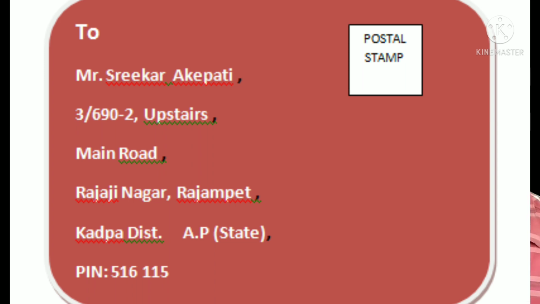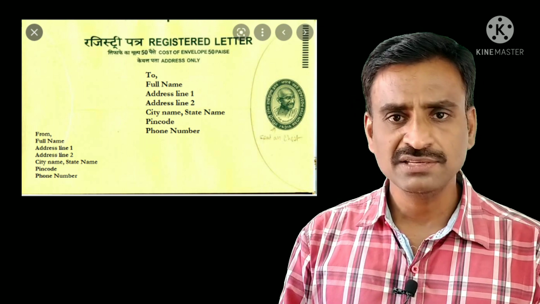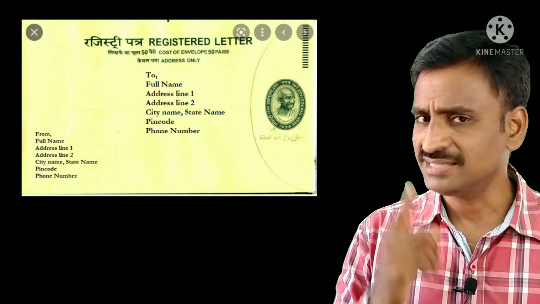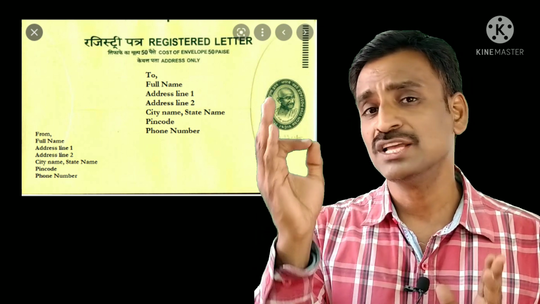Then write the person's name with title. For example, if you are writing a letter to Kiran, you write like this: Mr. Kiran. Then son of so and so, then his door number, any landmark, and his place and post, then district, then state, and don't forget to put the postal index number, which is nothing but the PIN number. The PIN number is a unique number which can help us to deliver the letter quickly or swiftly.